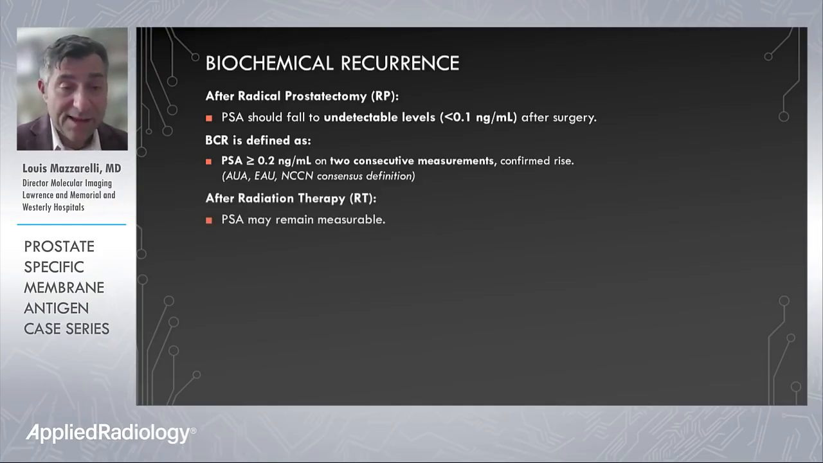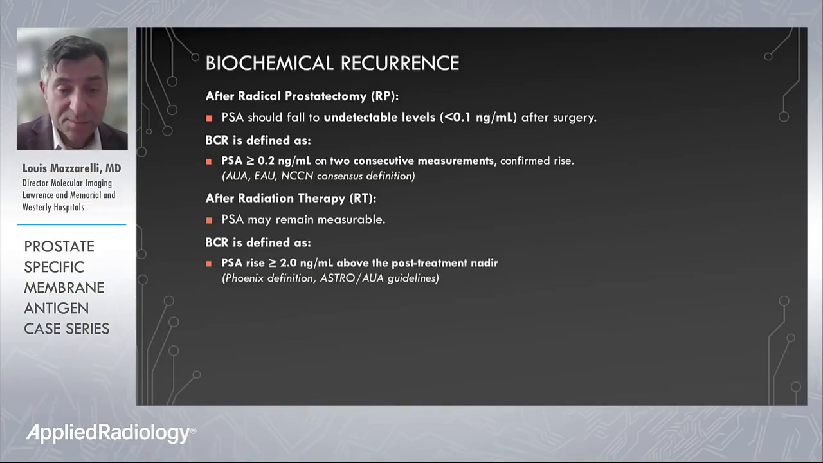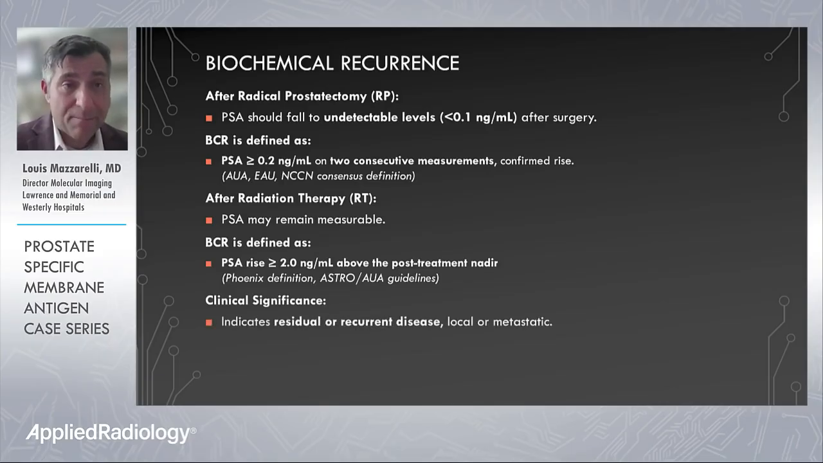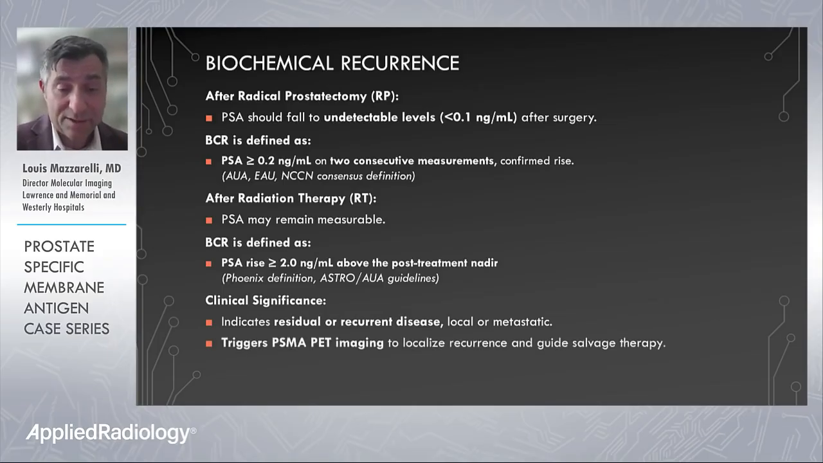After radiation therapy, PSA may remain measurable. Biochemical recurrence is defined as a PSA rise of greater than 2 nanograms per cc above the post-treatment nadir, as per the Phoenix definition. The clinical significance is that when we see a biochemical recurrence and a PSA rise, we know that there's residual or recurrent disease, and that may be local or metastatic. And that then triggers PSMA PET imaging to localize recurrence and guide salvage therapy.